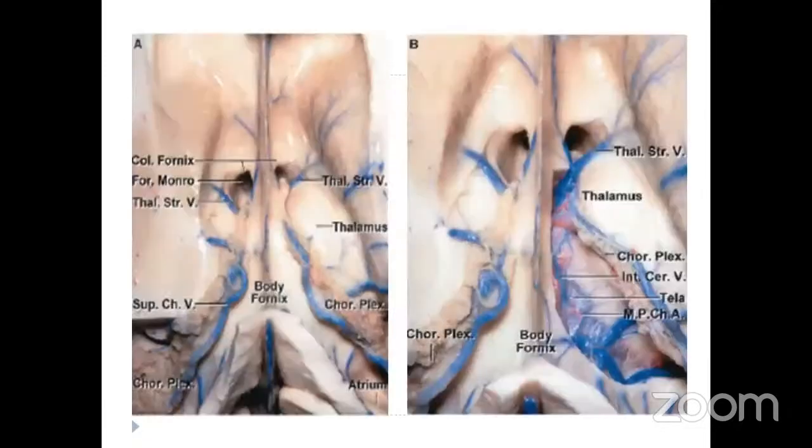Let me go back to the diagram. So as we can see, this is the choroid plexus, and this is the thalamostriate vein. So they both converge.